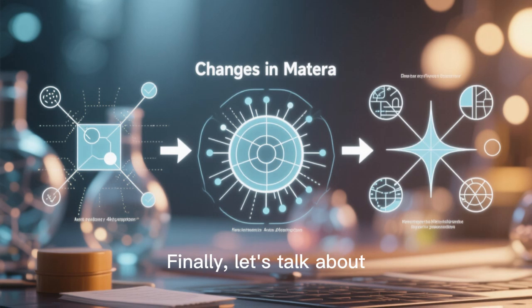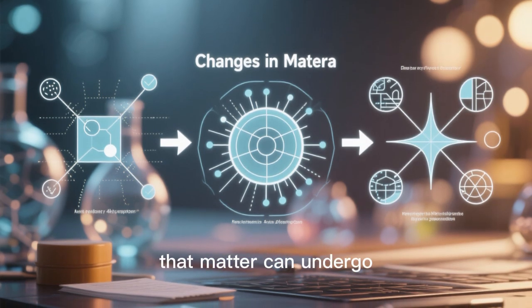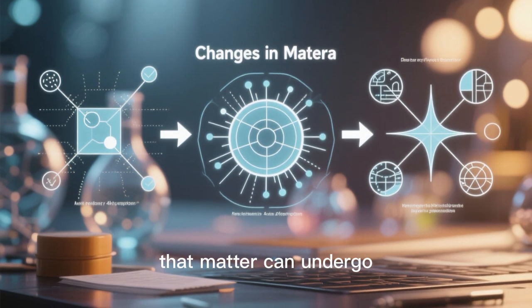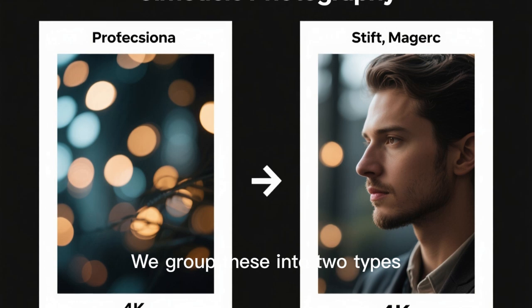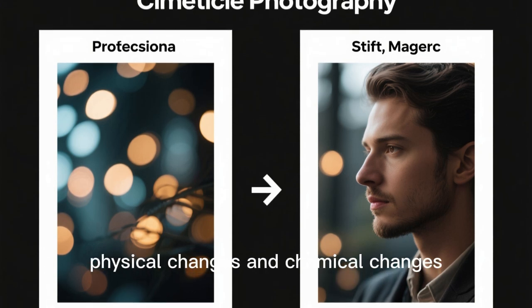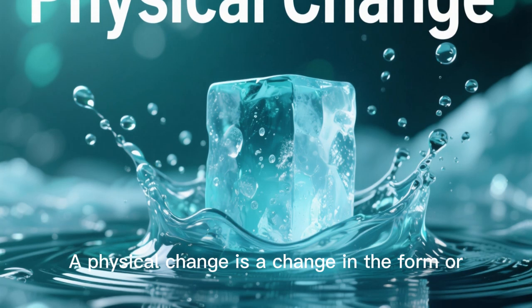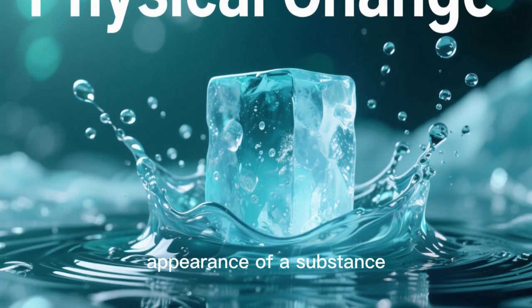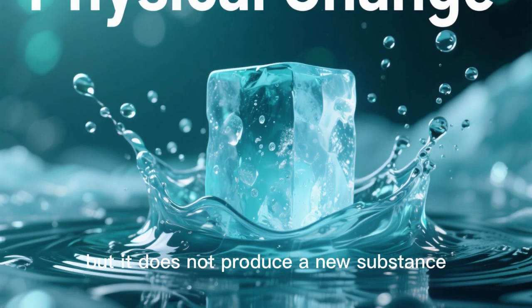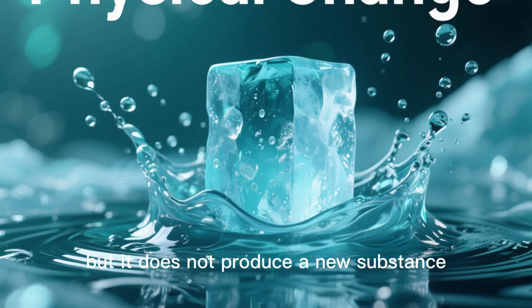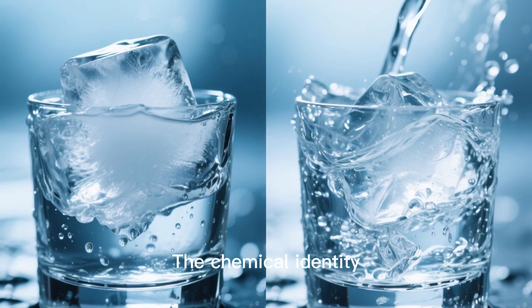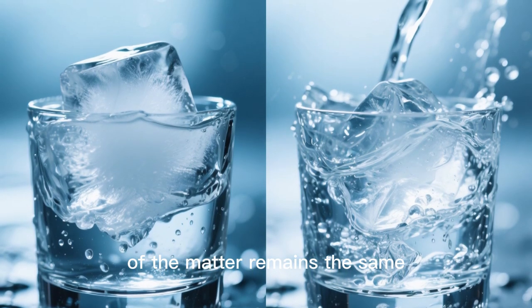Finally, let's talk about the changes that matter can undergo. We group these into two types: physical changes and chemical changes. A physical change is a change in the form or appearance of a substance, but it does not produce a new substance. The chemical identity of the matter remains the same.